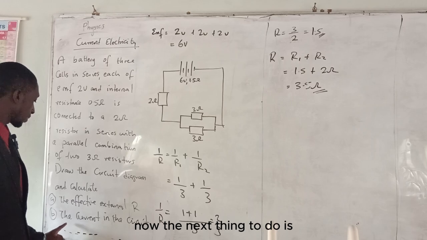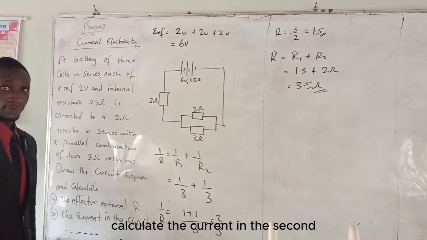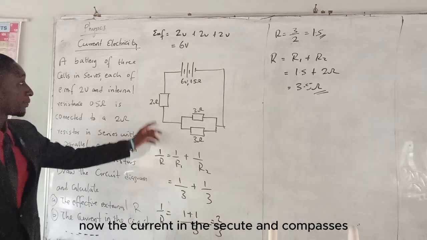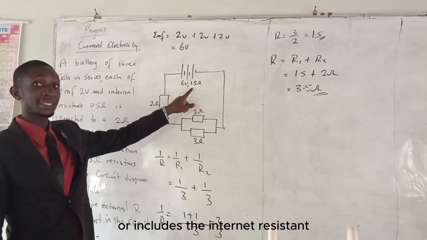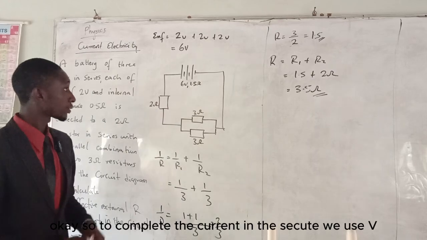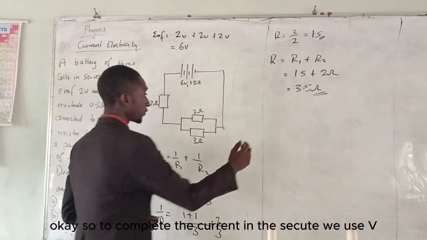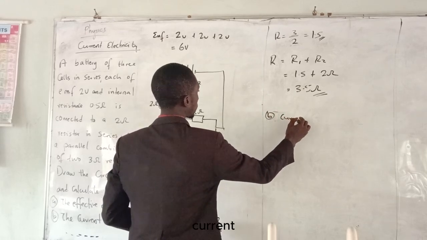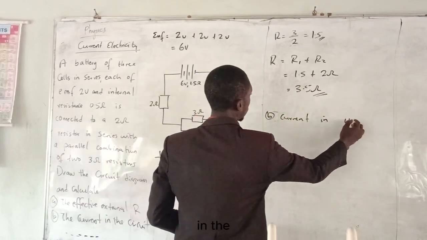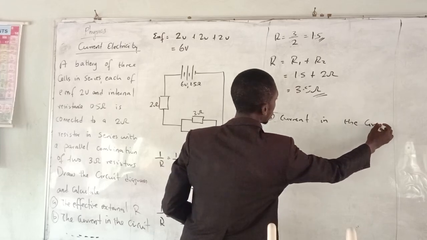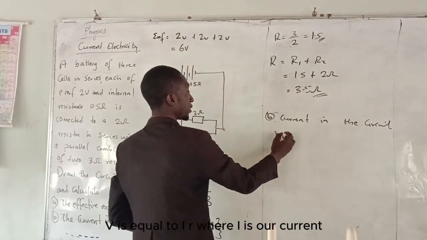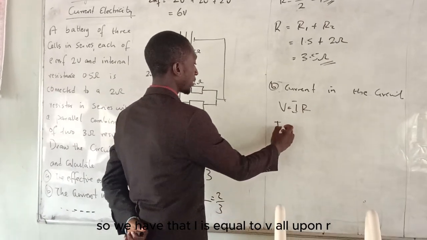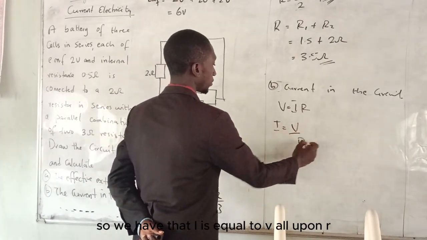Now, the next thing to do is calculate the current in the circuit. So how do we calculate the current in the circuit? Now, the current in the circuit includes the internal resistance. So to calculate the current in the circuit, we use Ohm's law. V is equal to IR, where I is our current. So we have that I is equal to V upon R.